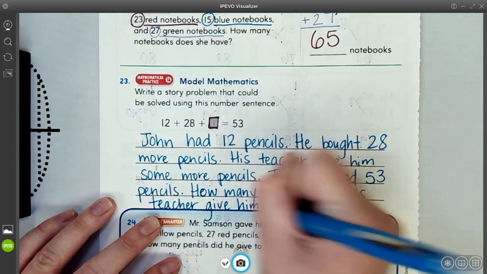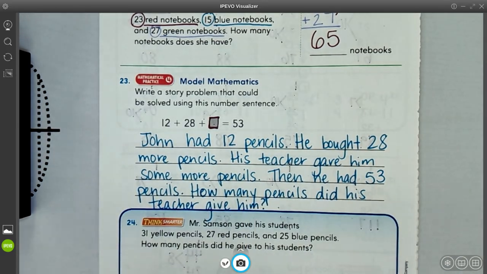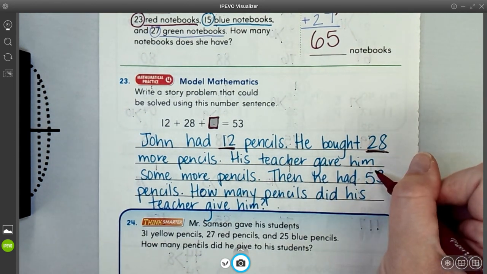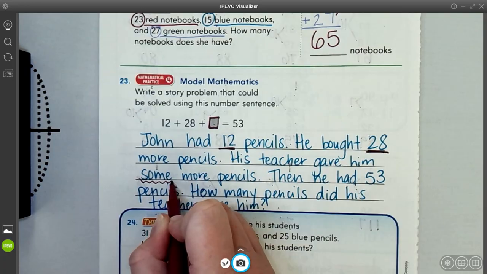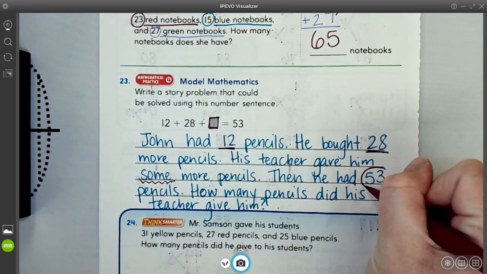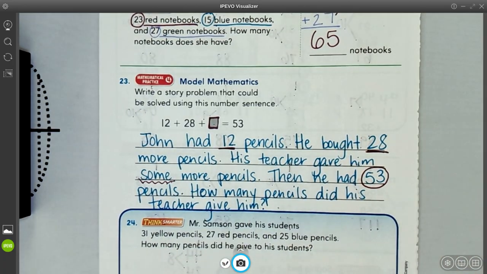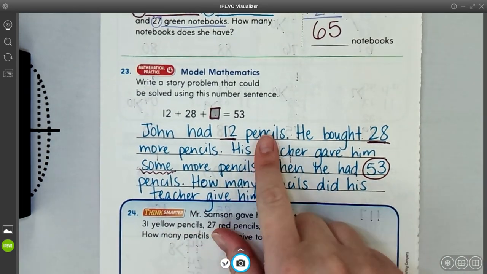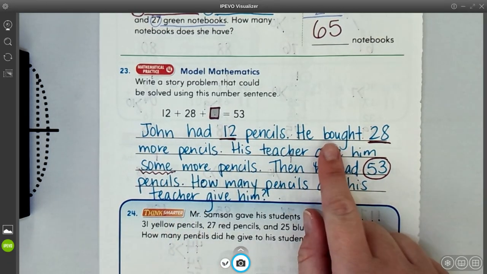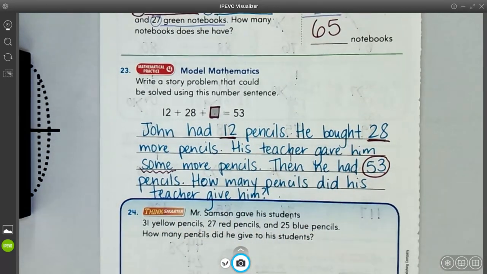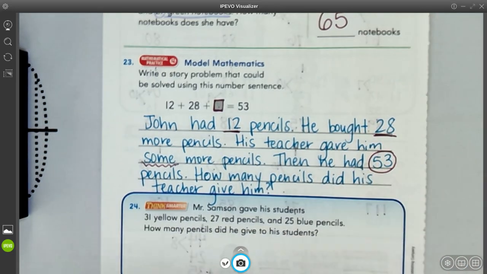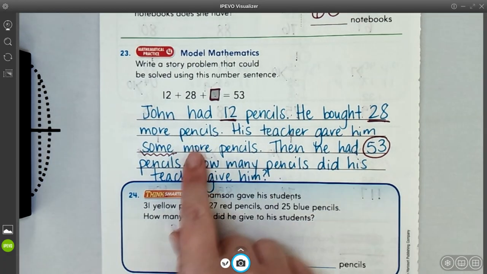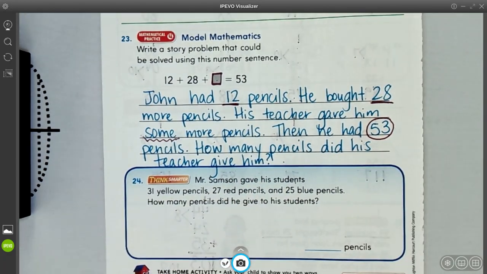Okay, so in this problem, I talked about the two addends. He had 12, he bought 28 more, but then his teacher gave him some that we don't know. Then he had 53 in the end. Okay, so your problem should be something similar, but you could have used any items, any person. He could have been given some by two friends. That's up to you, as long as it all equaled the same thing. If you did not know a problem to write down, go ahead and pause the video, write down what I wrote, and then press play when you're ready.